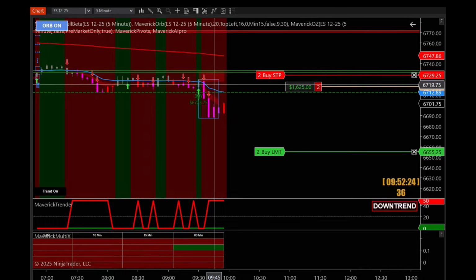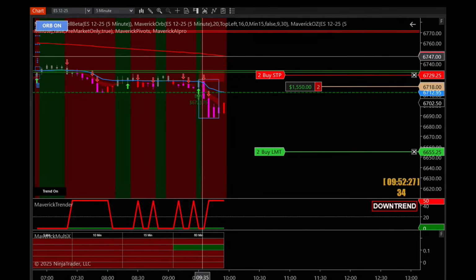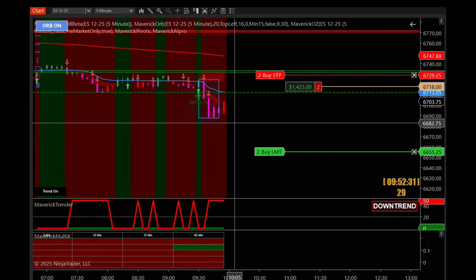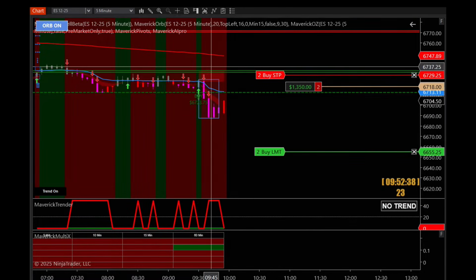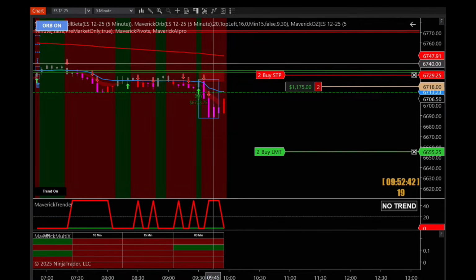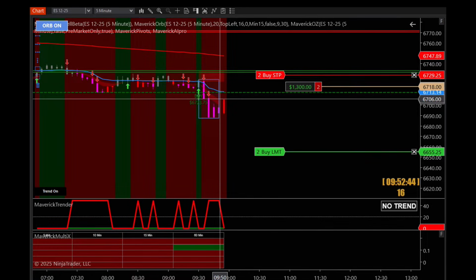So why did we get in this trade? Well, first off, and I know I have a lot of indicators on this screen, but let me walk you through the 2 main flagship ones, the Maverick AI Pro and the Maverick Multi-X. Well, the first thing is we have a red background, right? Red background, okay? Maverick AI Pro is telling me we are in a downtrend.